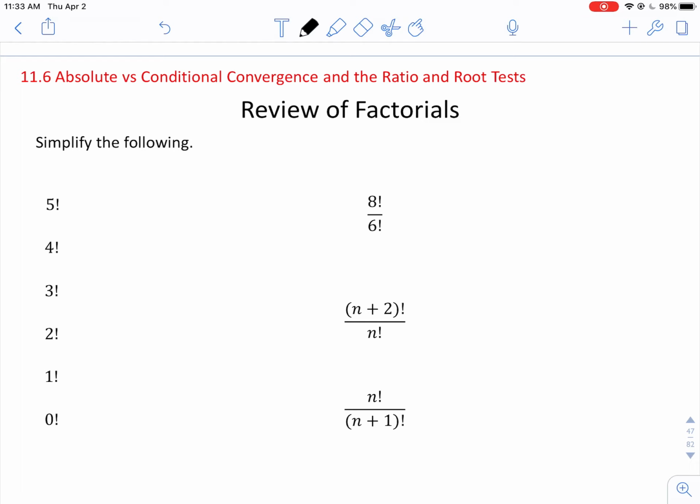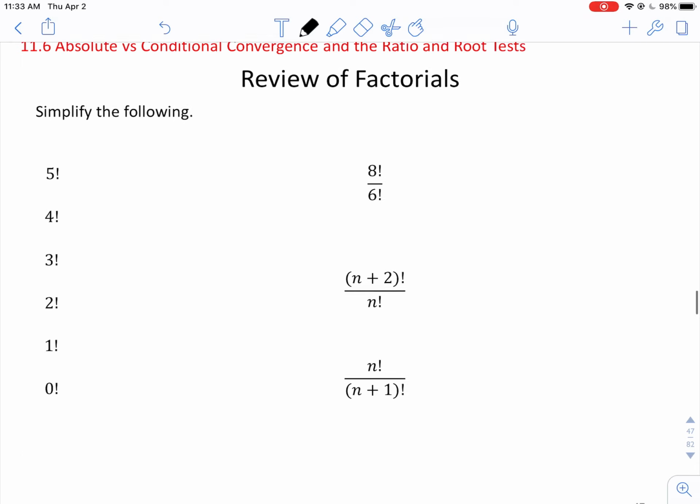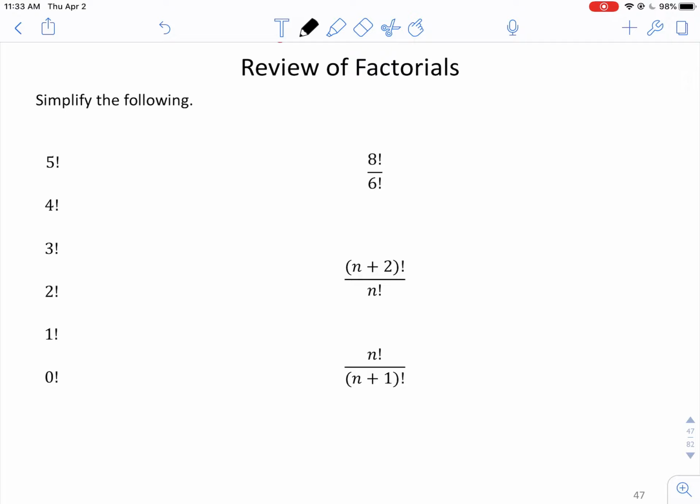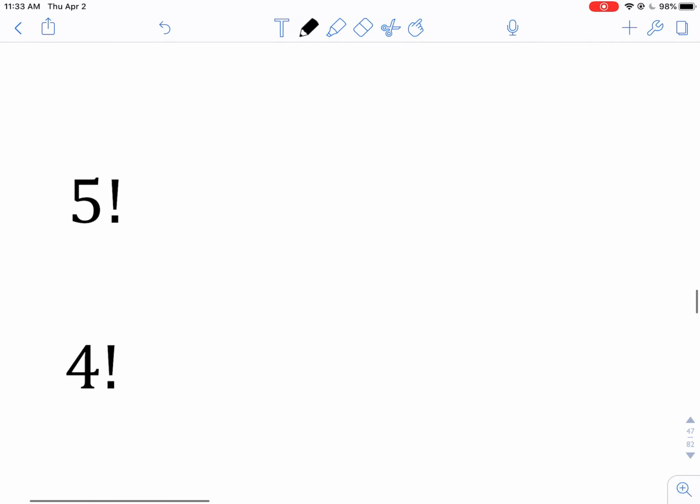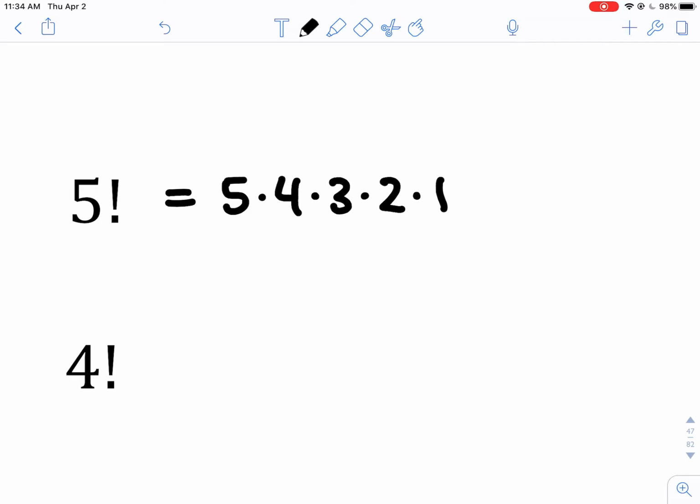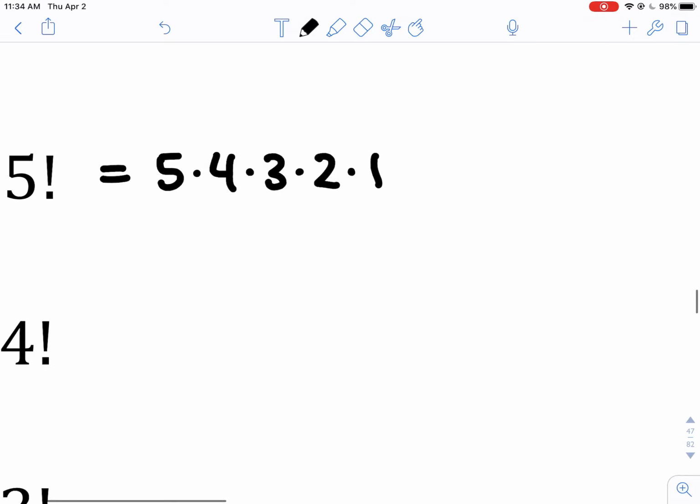Good day, calculus students. I'm going to do a little bit of review of some factorials. Simplify the following. If you don't remember what factorials mean, it means to do this. 5 factorial is do 5 times and then multiply all the numbers counting down to 1. 5 times 4 is 20, times 3 is 60, times 2 is 120, times 1 is 120.